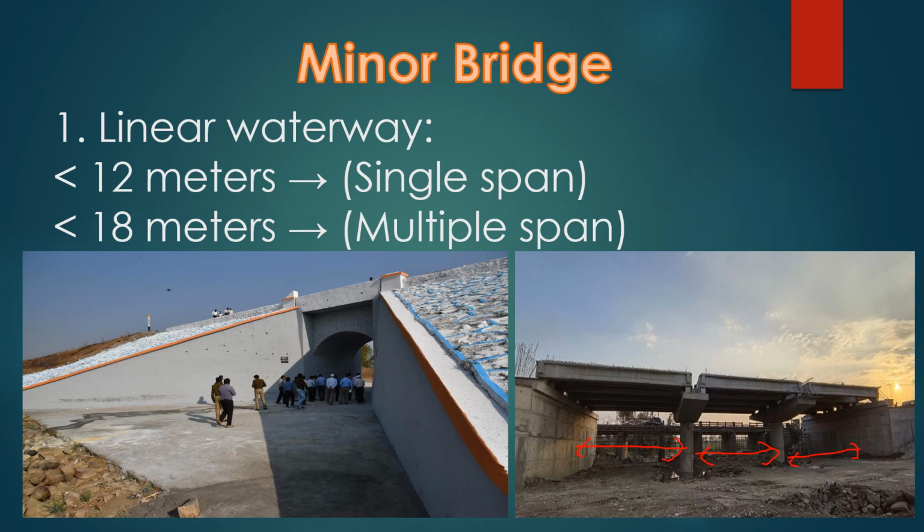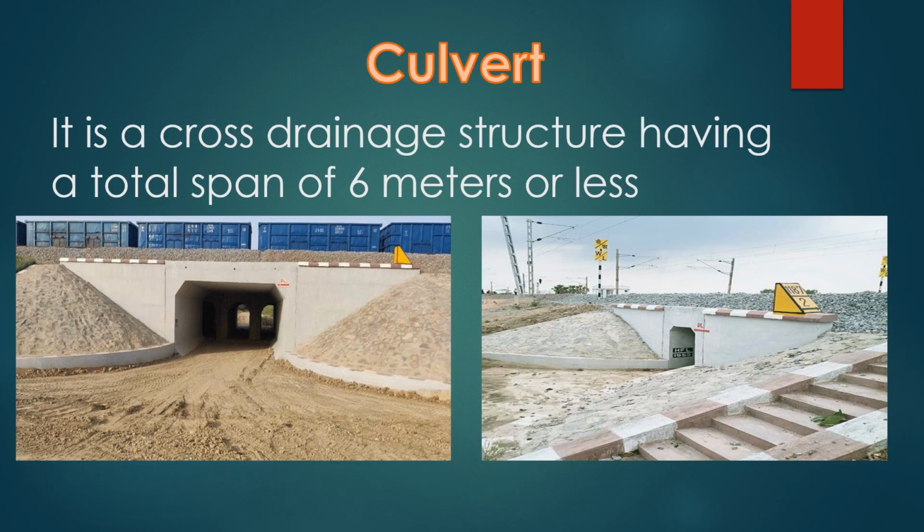The next is culvert. A culvert is nothing but a cross drainage structure which has a span less than or equal to 6 meters. Both, as I have shown in the diagram, are culverts. So this was the major classification of the bridges.